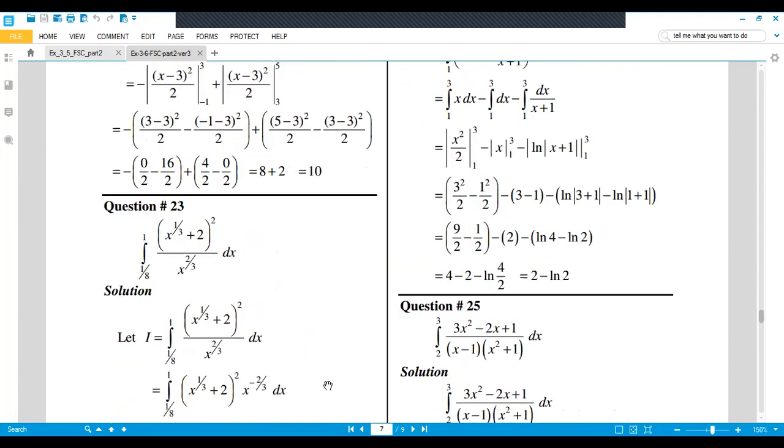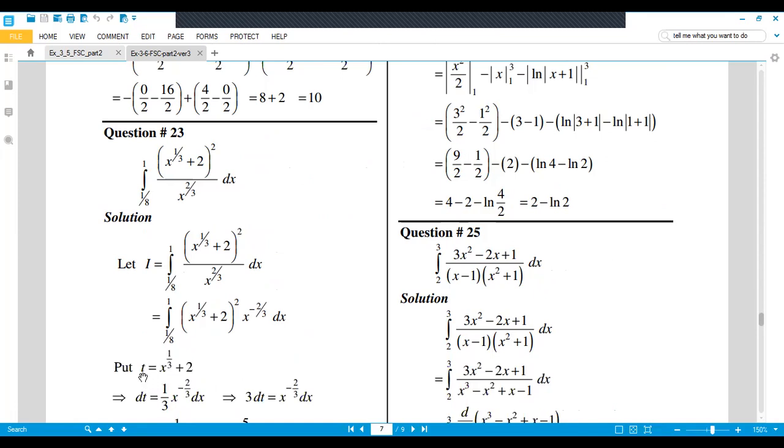Number 23 is x to the power 1 over 3 plus 2, and x to the power 2 over 3. So here you have the whole square. When you shift it to the numerator, it will be minus 2 over 3 dx. Now suppose that t is equal to x to the power 1 over 3 plus 2. When you take the differential, 1 over 3 x to the power minus 2 over 3 dx, and this 3 is divided and shifted to this side, 3 dt equals x to the power minus 2 over 3 dx.